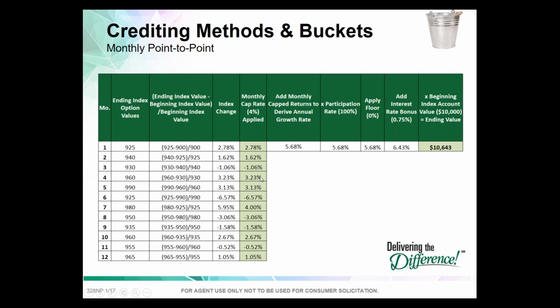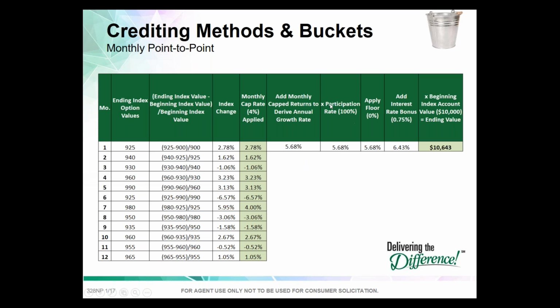Now I'm going to jump ahead to an index month in year 7 that does a large return, 5.95%. My monthly cap comes into play here. 4% is going to limit that monthly movement. So 4% goes in. And then at the end, I'm going to add all of these up and get our growth rate in this example over the 12-month period of 5.68%.